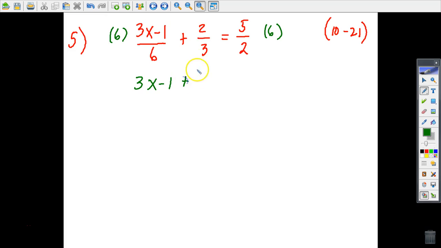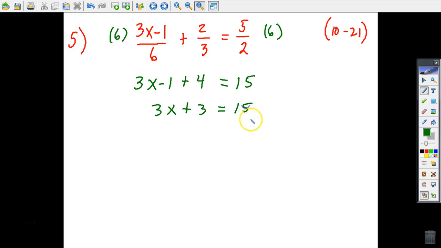3 into 6 is 2. 2 times 2 is 4. On the right side of the equation, divide 2 into 6, and that's 3. 3 times 5 is 15. Okay, combine like terms.